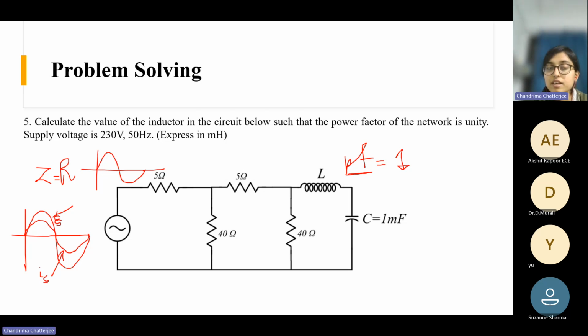If this is an inductive load, then your current will lag the voltage. Lag means the current zero crossing will be later than the voltage zero crossing. Okay, so this is the current zero crossing. This happens after some time from the voltage zero crossing. This is for inductive load RL.